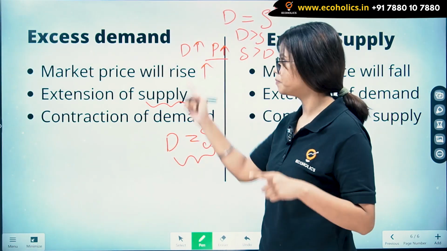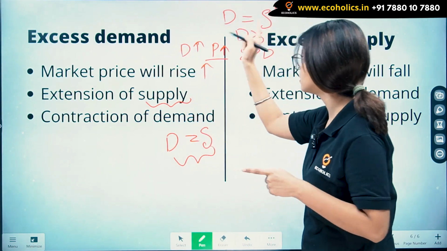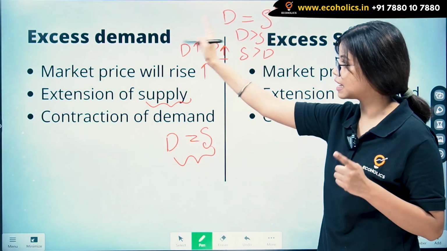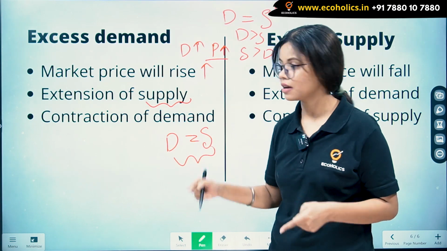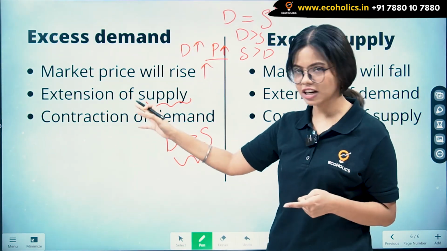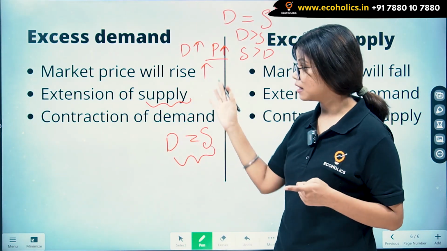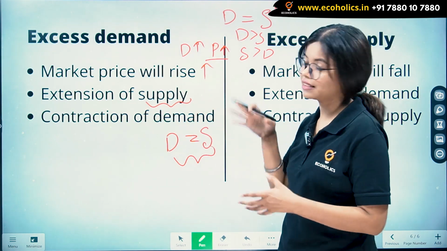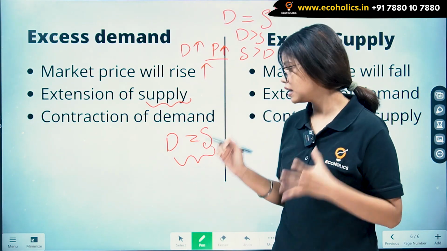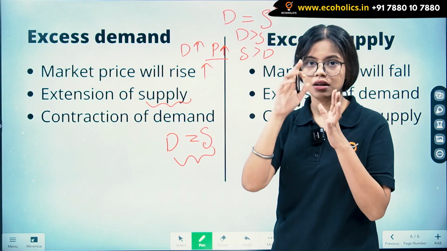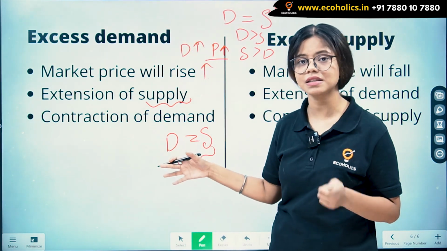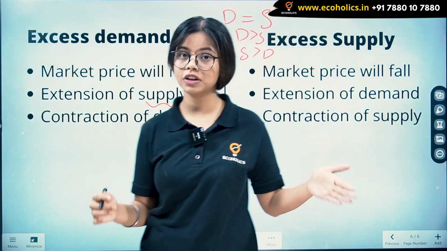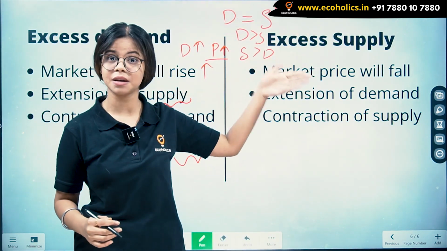Let's repeat it again. If demand is not equal to supply, there is excess demand, and due to excess demand, the market price is rising. Due to that, there is extension of supply, and then there is contraction of demand, and this extension and contraction lead to again equating both the demand side and the supply side. I hope the excess demand side is clear to all of you. Let's move further and understand the excess supply side.